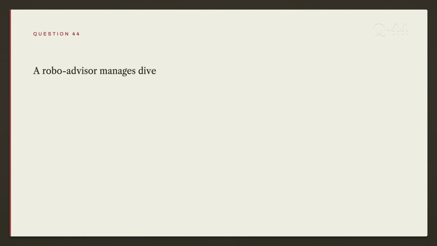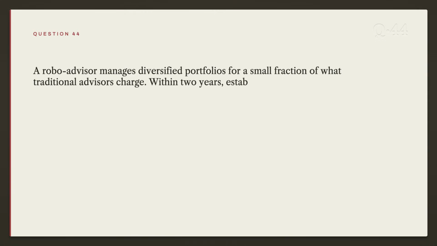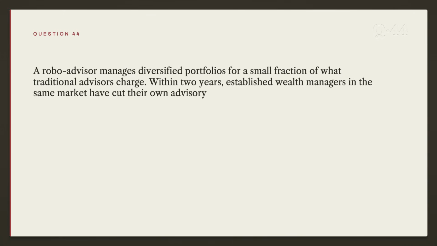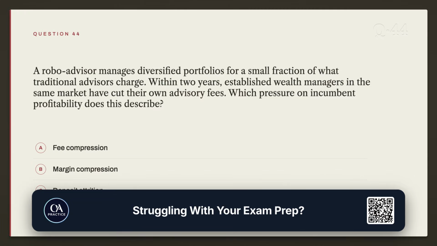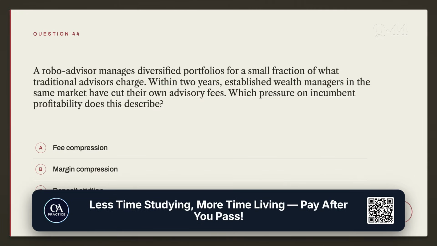Question 44. A robo-advisor manages diversified portfolios for a small fraction of what traditional advisors charge. Within 2 years, established wealth managers in the same market have cut their own advisory fees. Which pressure on incumbent profitability does this describe? Your options are A. Fee compression, B. Margin compression, C. Deposit attrition, D. Defensive technology spending. What's your answer? Commit to one before I continue.